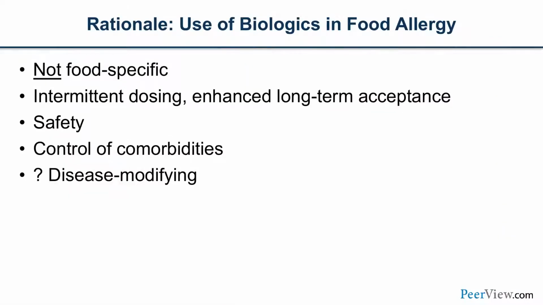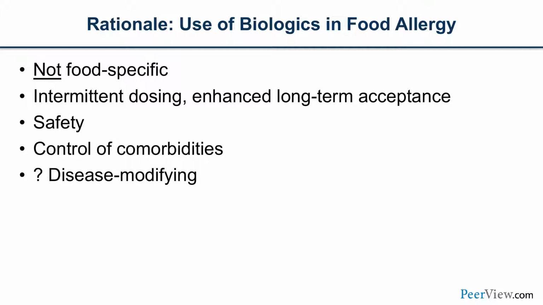Then, as opposed to daily dosing, they're going to be given by intermittent dosing, which we hope would enhance long-term acceptance. They have a very high safety profile. And one of these medicines, Omalizumab, has been used for over 15 years now to treat asthma. So there's a large number of patients that have been on a medication like this chronically with a large amount of safety data.